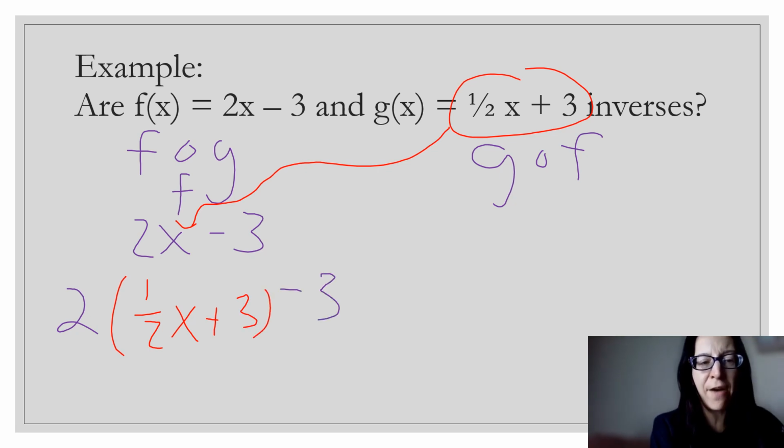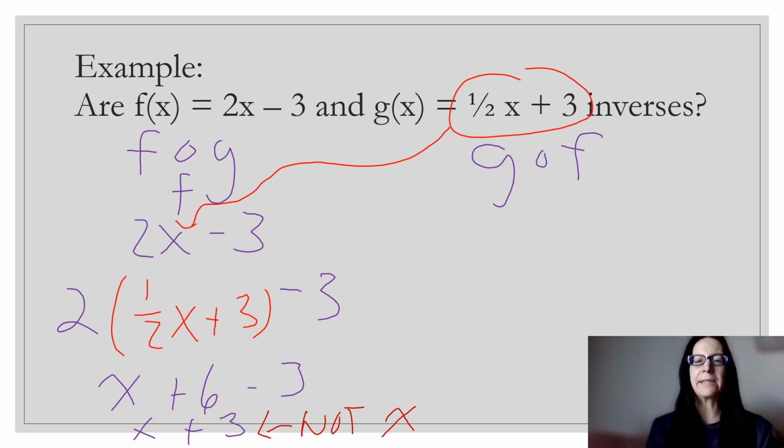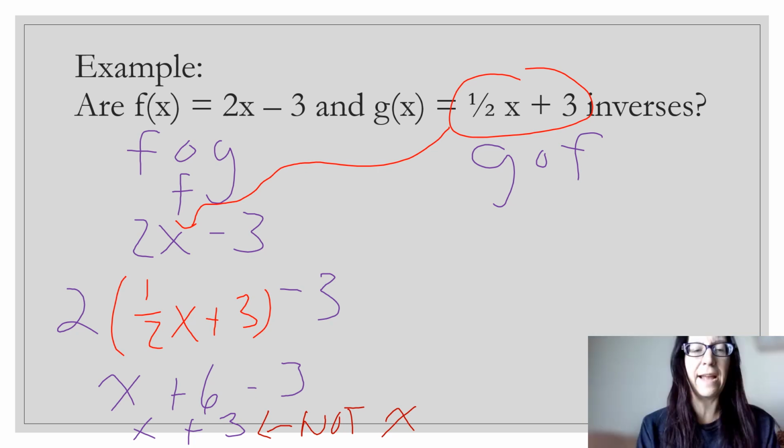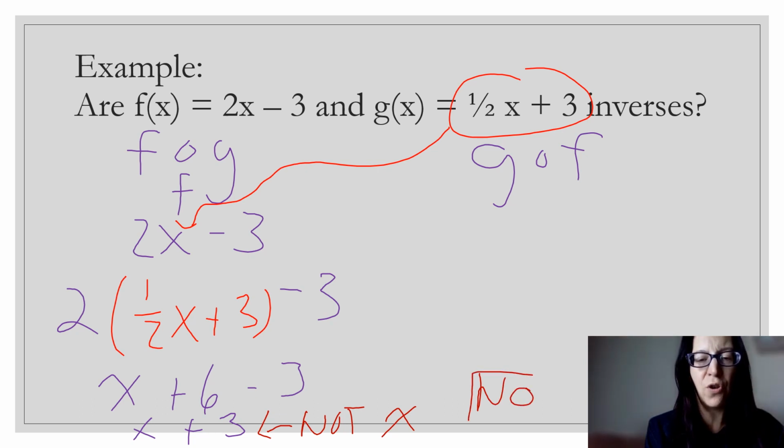2 times 1/2 is 1, so that's pretty good. 2 times 3 is 6. And then 6 minus 3 is 3. And what we're going to notice is that is not x. Okay, that was x plus 3. That is not x. And so my answer to the question is no.